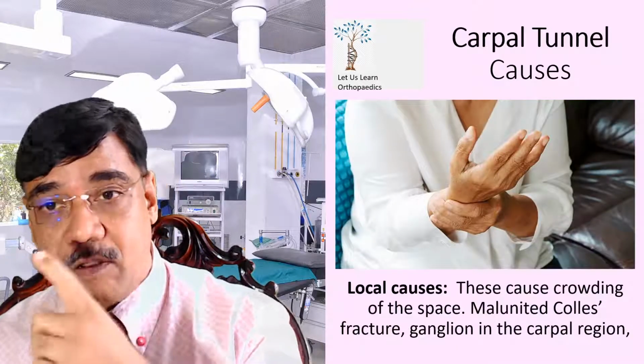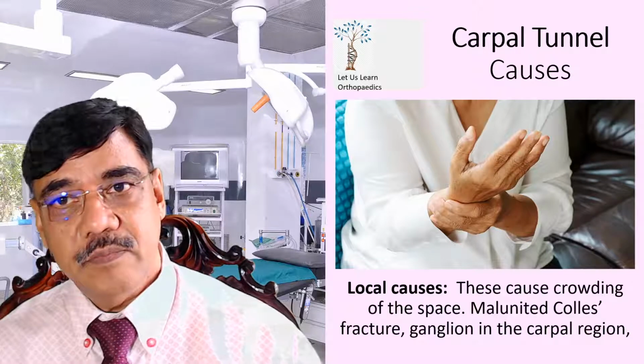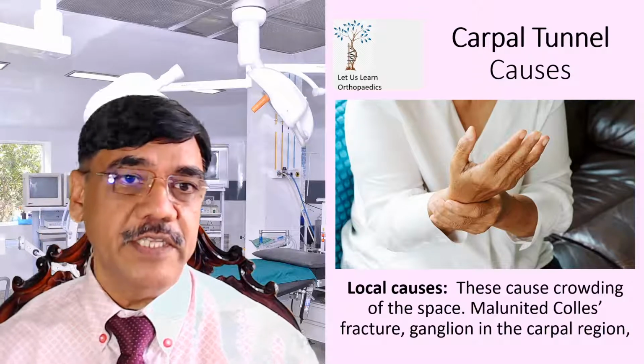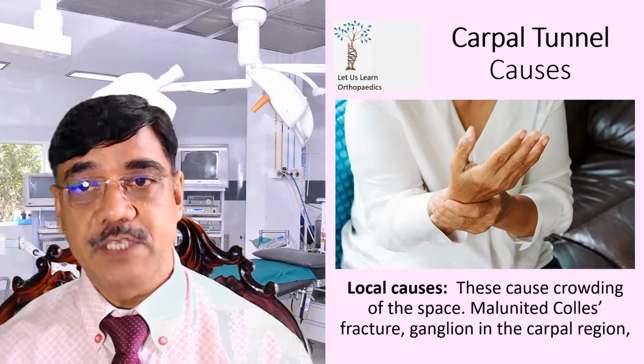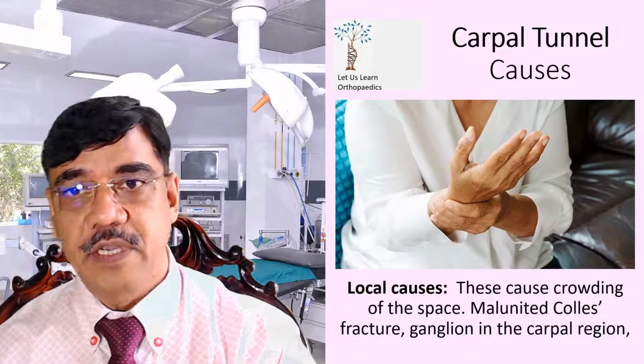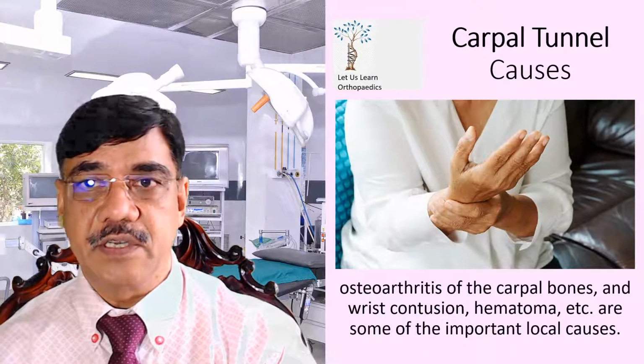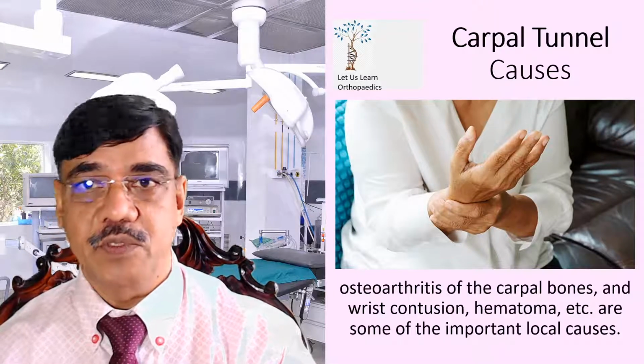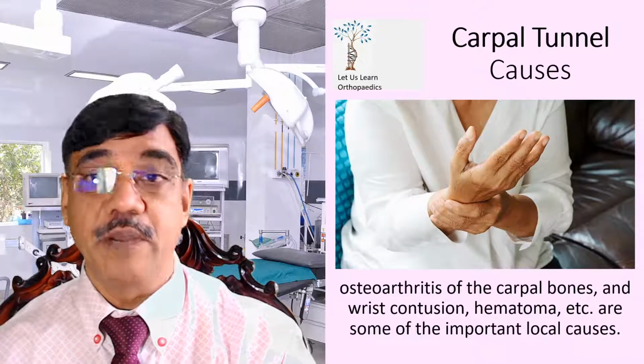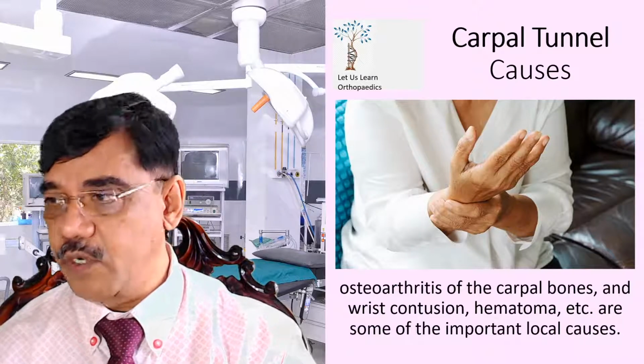Now the local causes. These cause crowding in the space, and hence include malunited Colles fracture, ganglion in the carpal region, osteoarthritis of the carpal bones, and wrist contusion and hematoma. These are some of the important local causes.